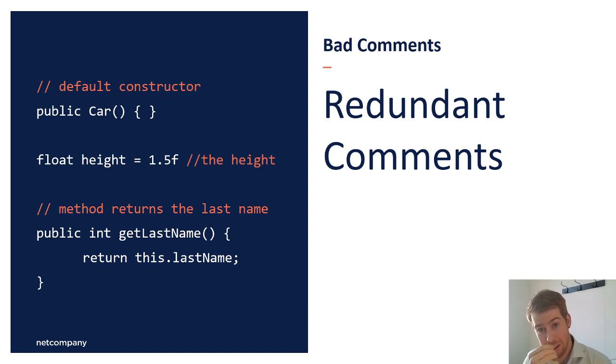Some bad comments then, redundant comments, right? This is what is simply just going to clutter your code. Public car, the default constructor. I think most of us will know that. We don't need to specify that, right? Call a float height, and then add a comment that says this is the height, right? Not necessary. If we name our variables correctly, we don't need to add these comments.